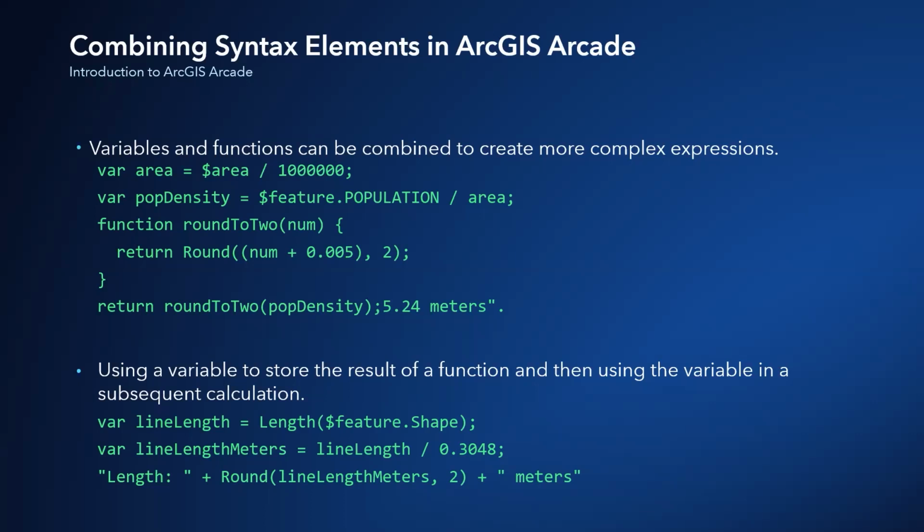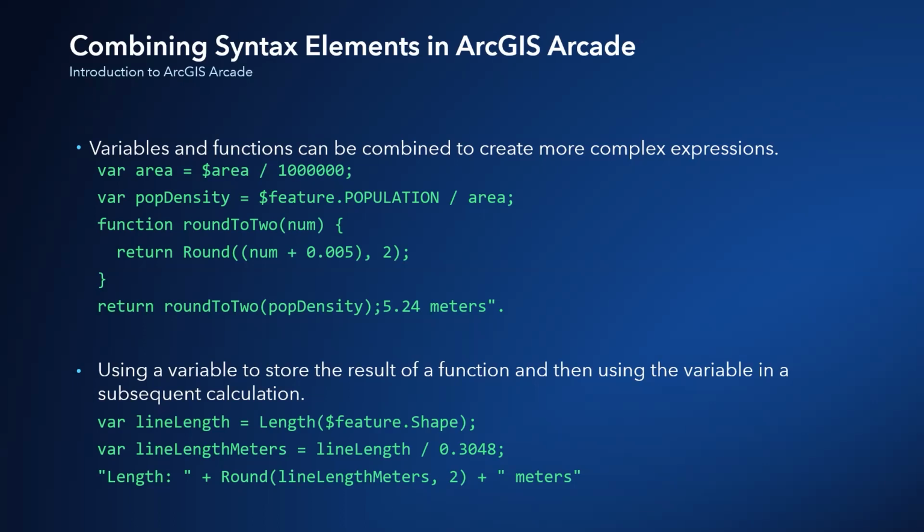Finally, the script is going to round the value of pop density down to 2 places using the round function, which is built into Arcade. So that's going to round the number to the specified number of decimal places that you decide. And the resulting value is going to be returned by the script. So the entire script calculates the population density of a feature in square kilometers by dividing the population of the feature by its area in square kilometers, then rounding the resulting value down to 2 decimal places.